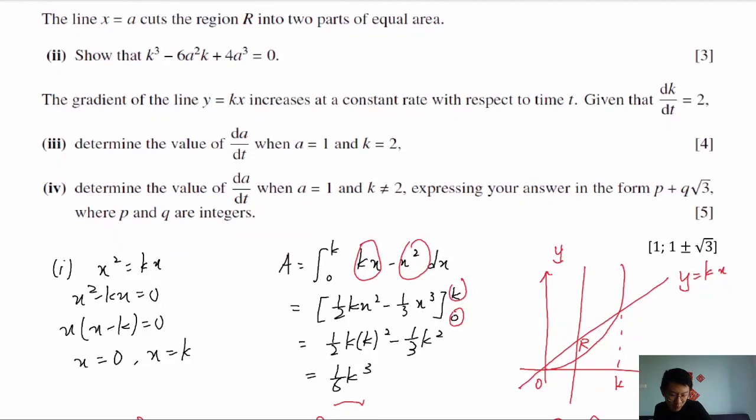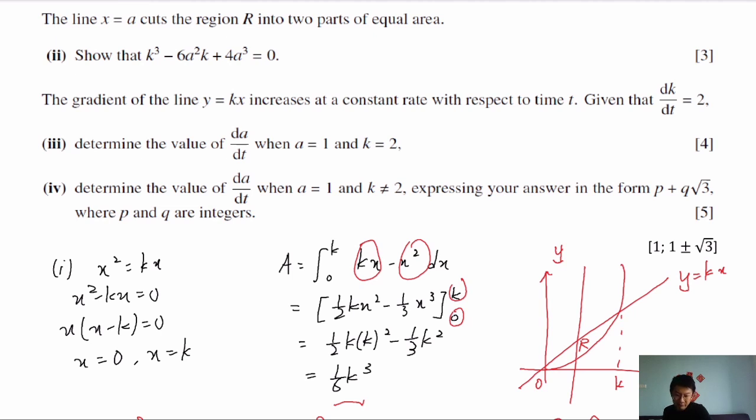Okay, the third one. The gradient of the line y equals kx increases at a constant rate with respect to time t. Given that dk/dt equals 2, we are supposed to find the value of dA/dt. So now a new variable is introduced into this relationship. Before this we have been looking at k and a, and now we have one extra variable, which is t.